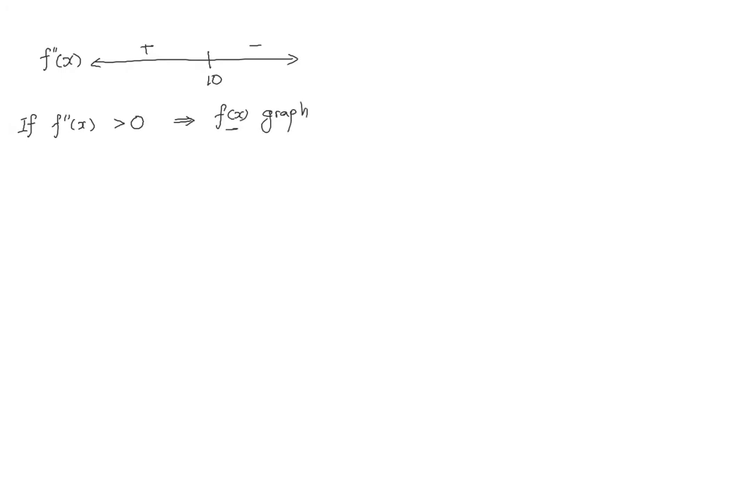So look at the graph. The f x graph is concave upwards. That means my f x graph is like this. Are you clear? That's all.